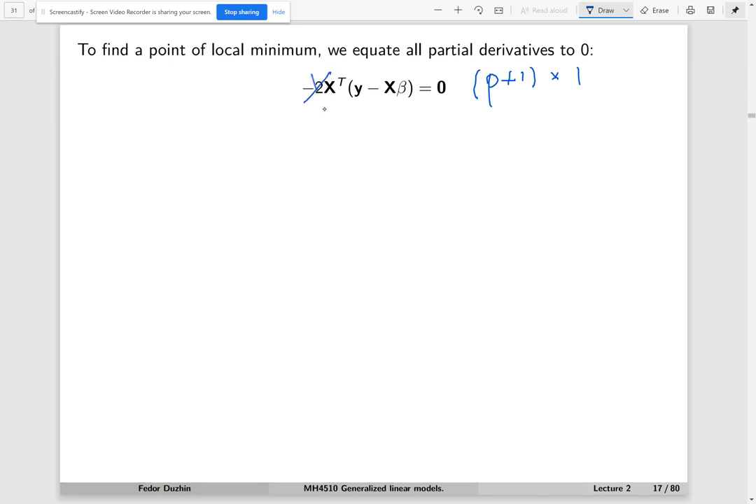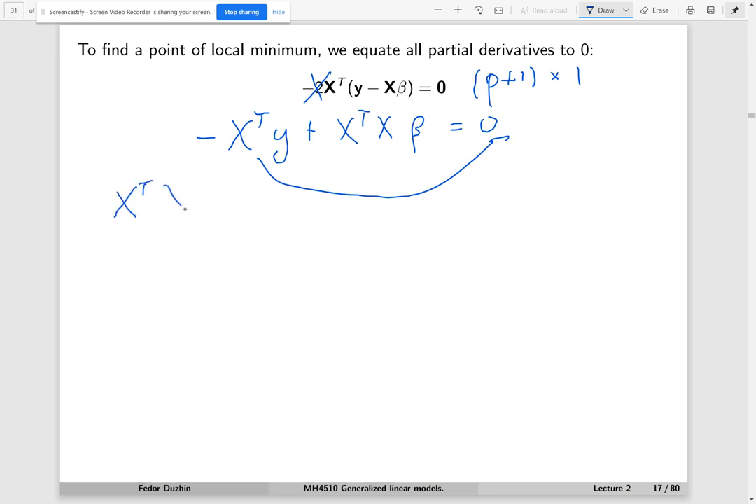So first we can just erase 2 because we can always cancel by 2. It's just a constant. So the remaining equation is minus x transpose y, minus and minus gives us plus, plus x transpose x beta is 0. Then we are going to move it to the right hand side. So x transpose x beta equals x transpose y.